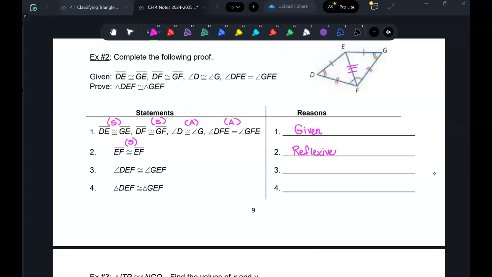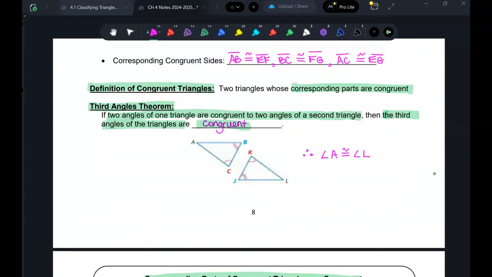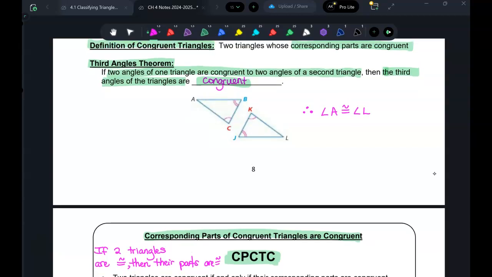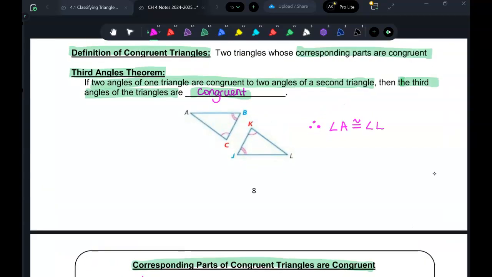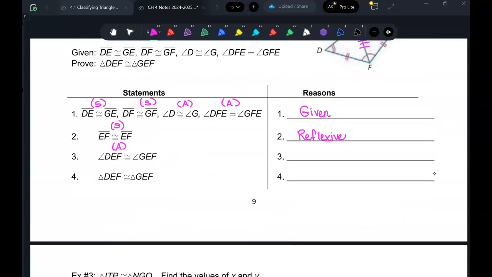Why would you do S and A? Oh, side, side, side, angle, angle, angle. You don't have to do that. I'm just trying to show you need 3 and 3. What's the reason why these 2 angles are congruent? We just did it. It's on the first page of the notes. Third angle thing. If you have 2 pairs of angles congruent, the third one is too.